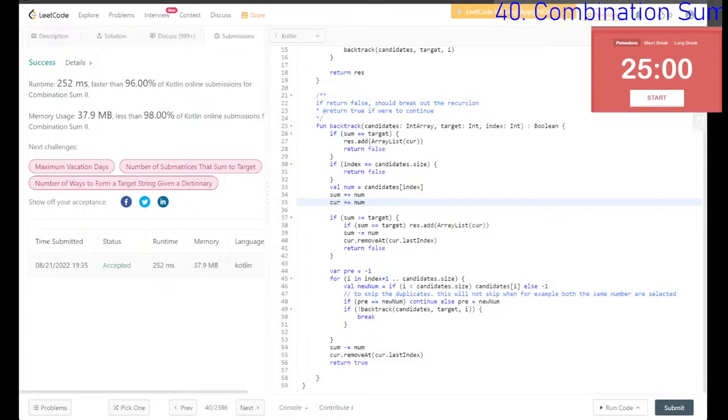Another base case is going to be if the target is greater than 0, or even if it's equal to 0, either case, we want to end up returning.